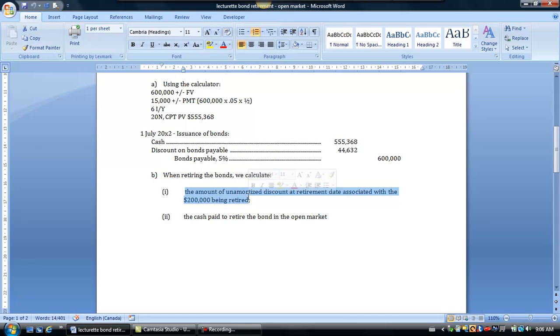And that means I have to get rid of those bonds payable. So I have to debit the bonds payable account. I have to get rid of any unamortized discount on the bonds I'm retiring.